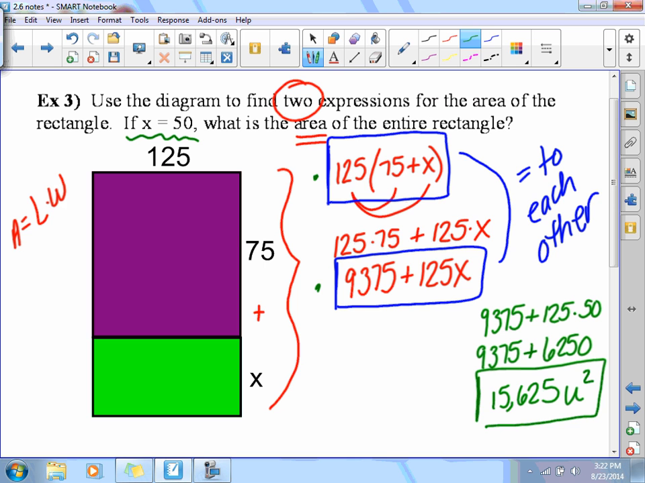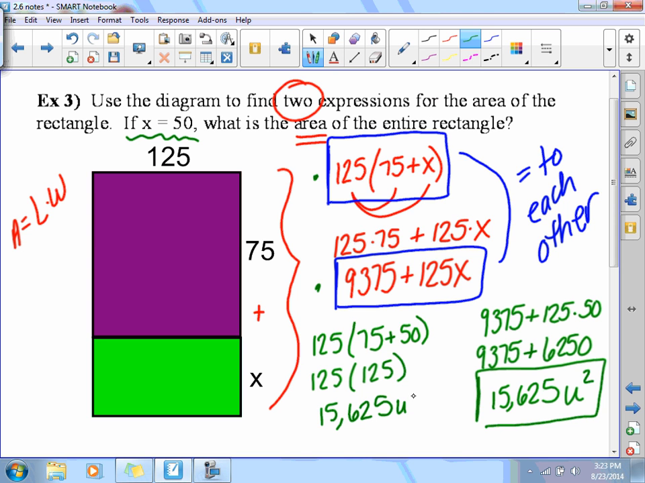Now I could do that with the other expression as well. I could take 125 and then the 75 plus 50 if I substitute in the value for x. And then I'm going to do 125 times 75 plus 50. That's another 125. And 125 times 125 should be 15,625.